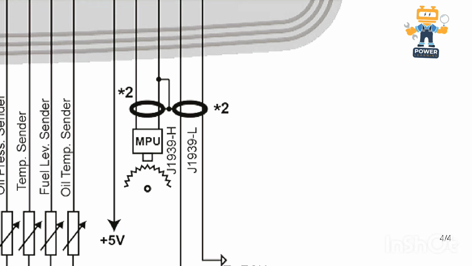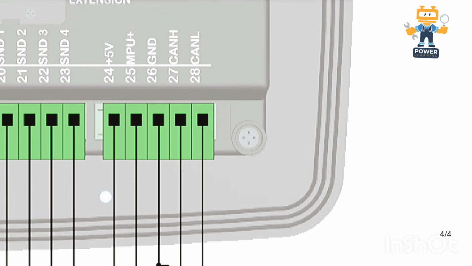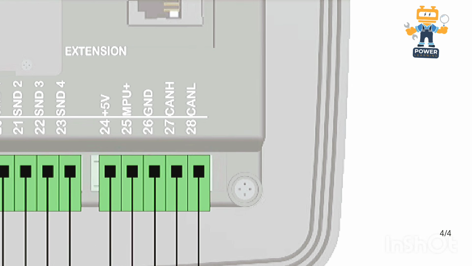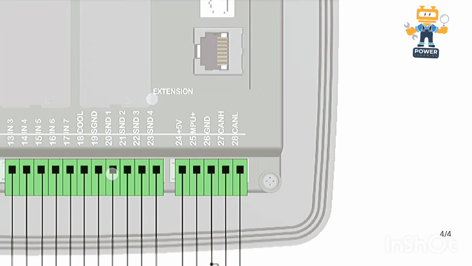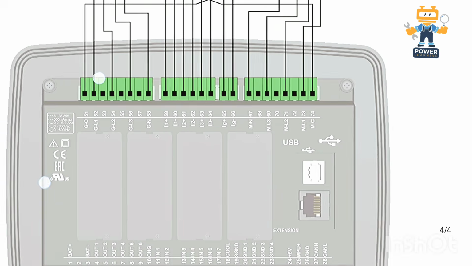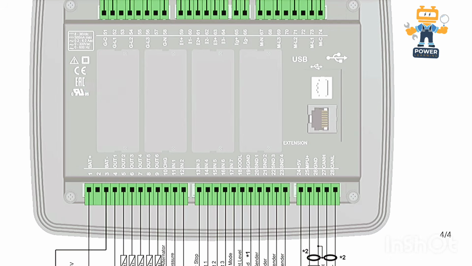Okay, after that here we have MPU signal. MPU signal is connected on 25 and the ground of MPU is 26. And for electronic engine we will use 27 and 28. So in this way our connections will be completed. Now we see the AC and DC connection of our D500 controller.